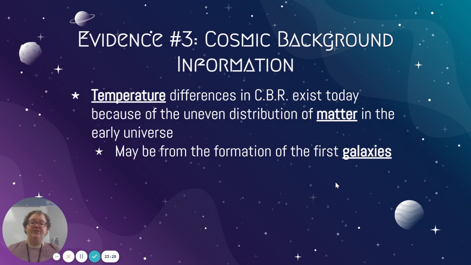So the temperature differences in cosmic background radiation exist today because there was an uneven distribution of matter in the early universe. So matter was not evenly spread out at the very beginning. You can't have temperature without matter. So because matter was not evenly distributed, temperature was not evenly distributed. And this is likely to have caused the formation of the very first galaxies that we had.